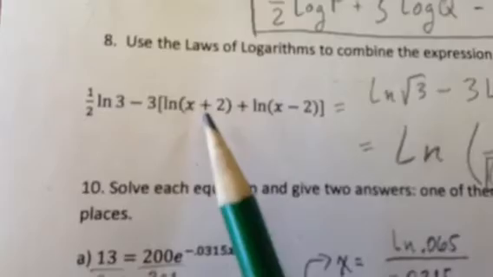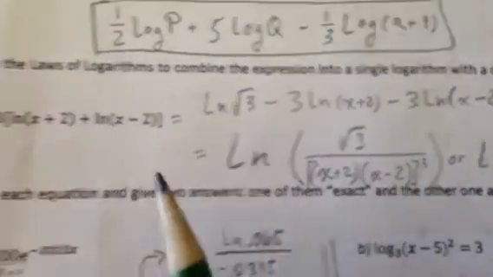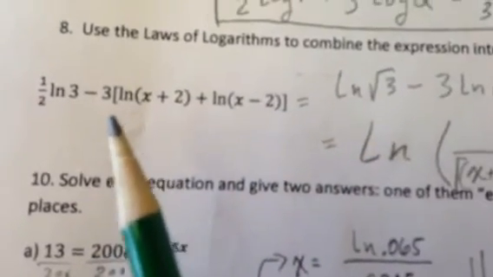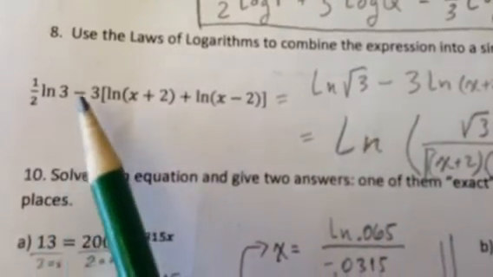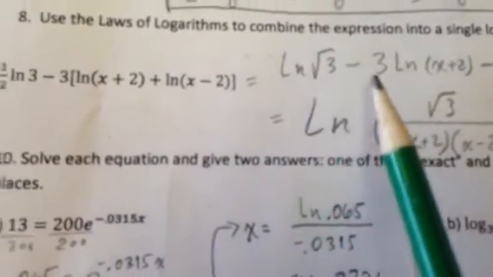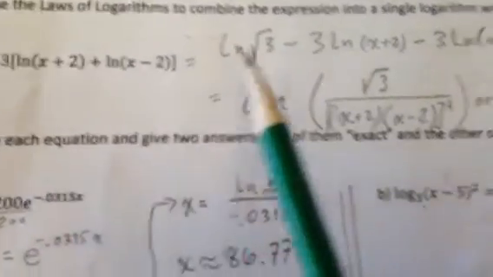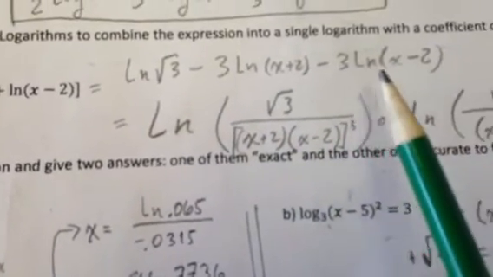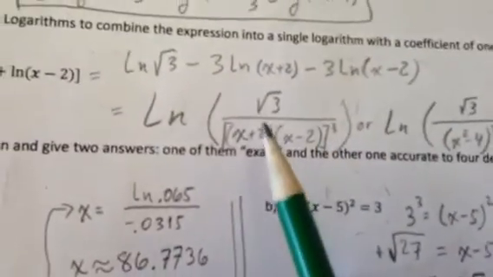Well, if I look at the inside stuff here, natural log of x plus 2, natural log of x minus 2, okay, that's a product of things. But I'm subtracting this whole thing here. So here's what I've done in my first step. I've taken the natural log of square root of 3, because the 1/2 is an exponent of 3. Then this middle part here, I've distributed the negative 3 to each of these. So negative 3 natural log of x plus 2 minus 3 times natural log of x minus 2, just to kind of get it spread out there.